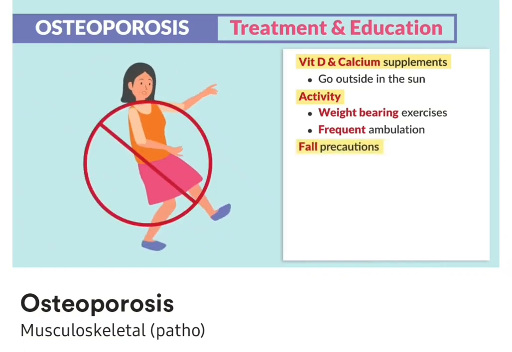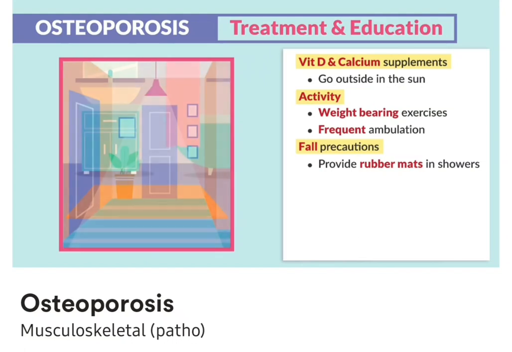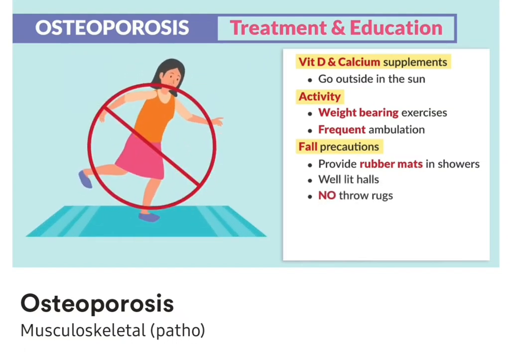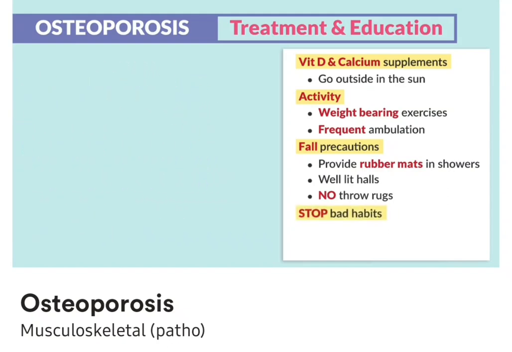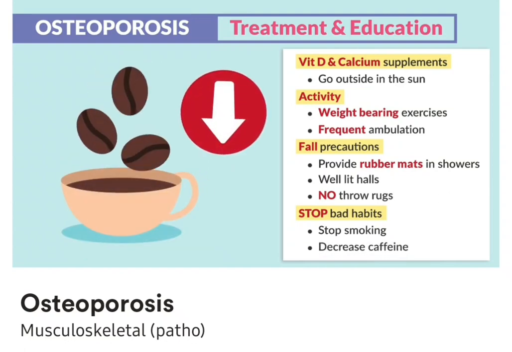Now for fall precautions, to prevent falls, we provide rubber mats inside the shower, as well as well-lit halls and no throw rugs. The big one was no throw rugs on various question banks. And we teach patients to stop bad habits, like stop smoking and decrease the caffeine intake.